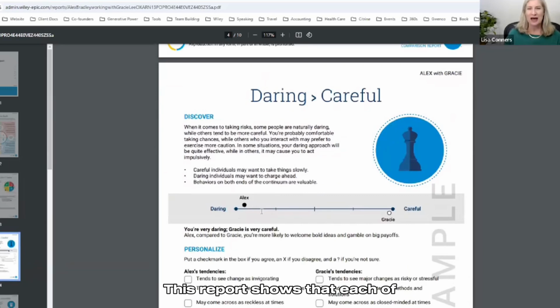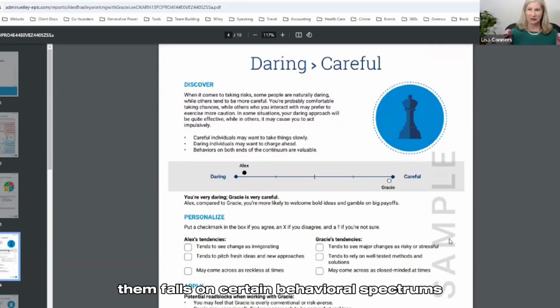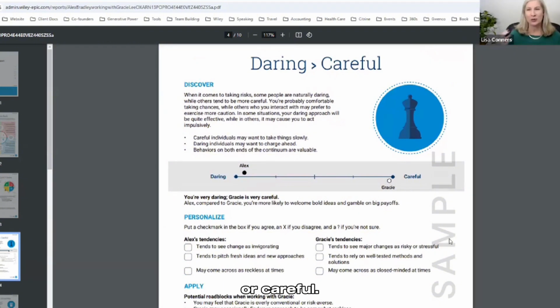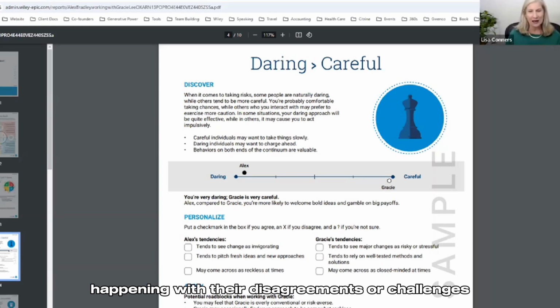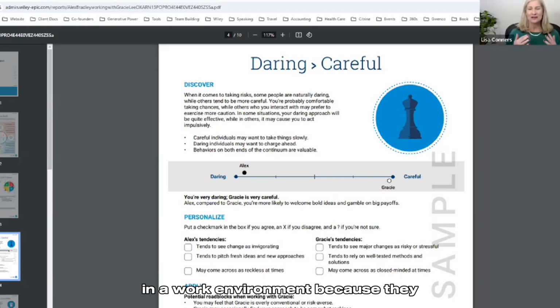This report shows that each of them falls on certain behavioral spectrums in a different way. This page shows, are you daring or careful? Alex is more daring and Gracie is more careful. So Alex and Gracie might go, "Oh, this explains why we sort of clash at times." It helps really understand the interactions. Alex and Gracie might be more likely to stop and consider what's happening with their disagreements or challenges in a work environment because they know that they're not behaving in a way to upset each other. It's just their natural behavior.